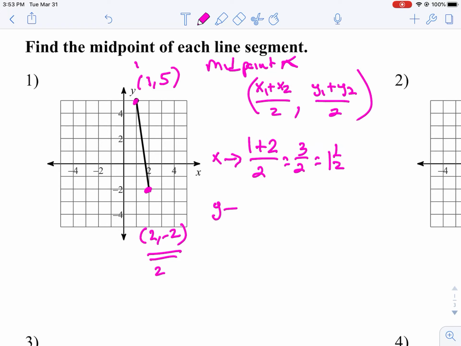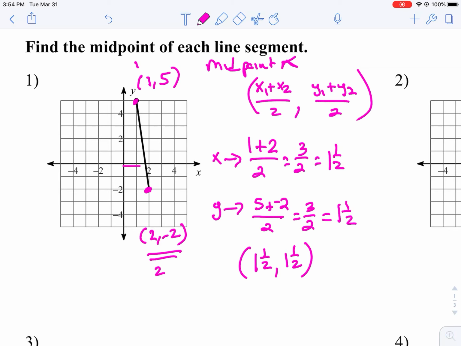All right, our y value is going to be y of the first point, which is 5, plus y of the second point, which is negative 2, over 2, which is 3 over 2, or 1 1/2. So our new coordinate, x is 1 1/2, y is 1 1/2. That's our midpoint. If I were to go over 1 1/2, up 1 1/2, that's the midpoint right there, okay?